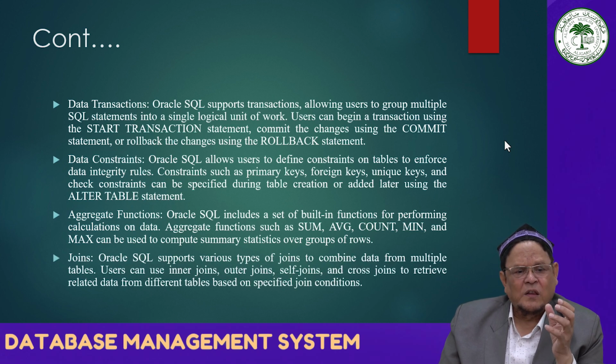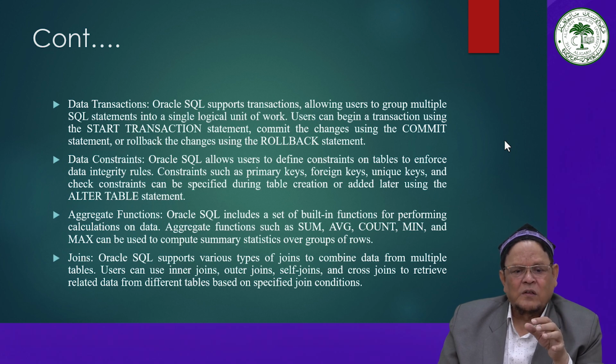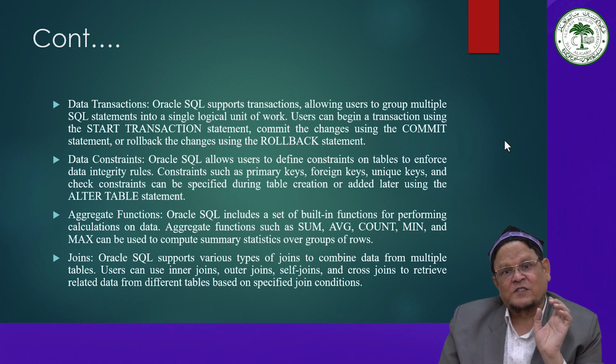The last is join. Oracle SQL supports various types of joins to combine data from multiple tables. Users can use inner join, outer join, self join, and cross join to retrieve related data from different tables based on specific join conditions.